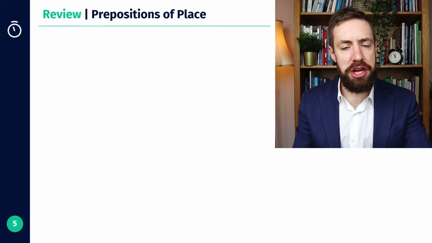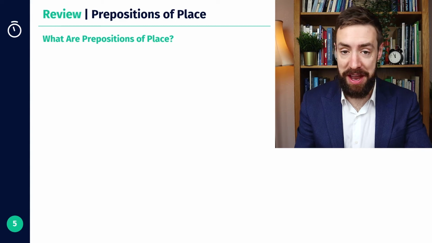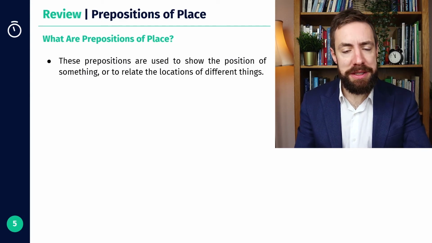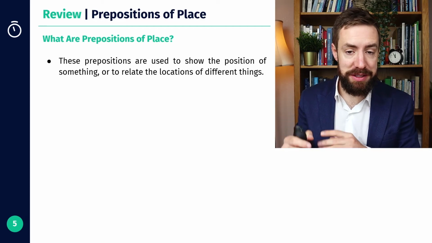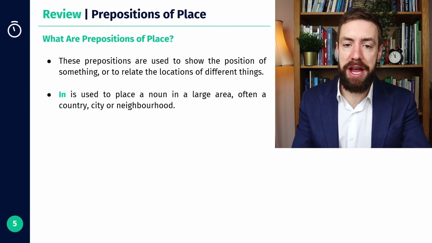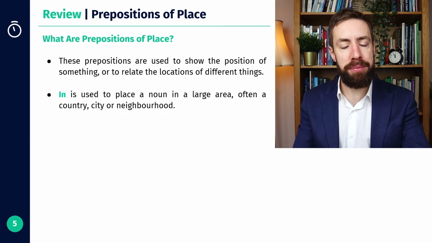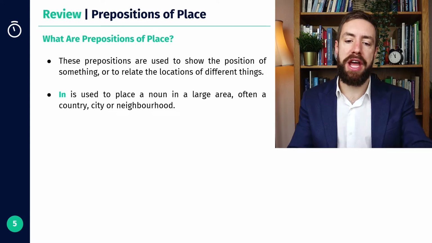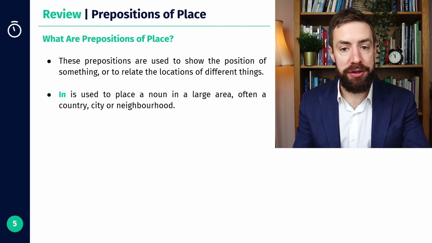Let's talk about some general rules for prepositions of place now. So what are prepositions of place? They are used to show the position of something related to something else, all right? And we'll see some examples in a minute. But in general, if we use the word in, it's going to be putting a noun or a thing or a person in a large area. Could be in a country, in a city, or in a neighborhood.